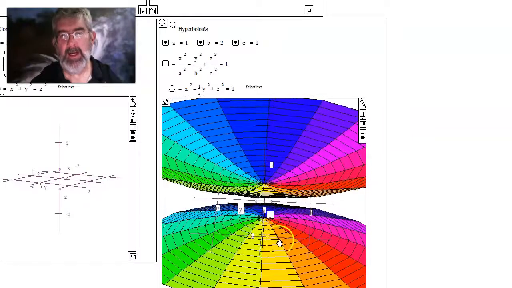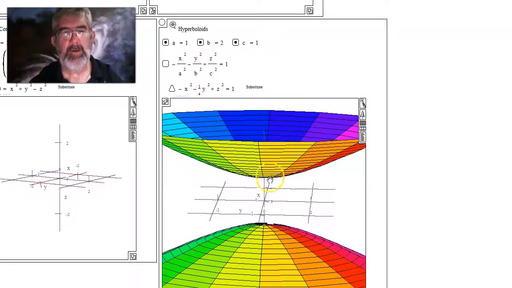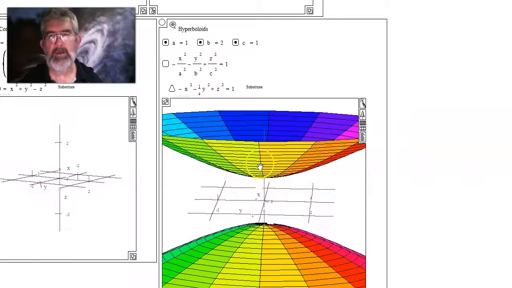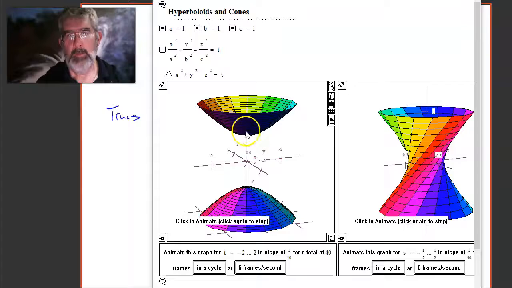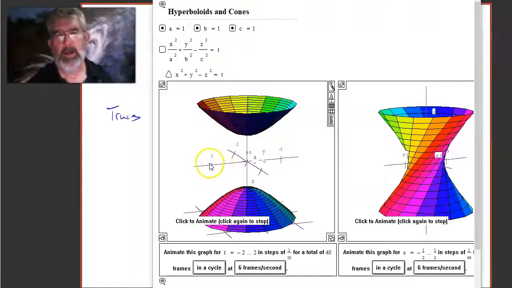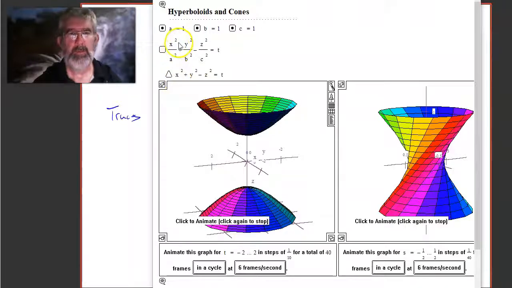I want to take a look at another version of this, which I have here. So here's my hyperboloid of, is it of one sheet or two sheets? Here's the equation. It's the same: x squared over a squared plus y squared over b squared minus z squared over c squared, this time equals t, where I'm taking, for example, a is 1, b is 1, and c is 1. But the t here, I'm going to use as an animation parameter. So t is going to run from -2 to +2, and when I click on this, watch what happens.